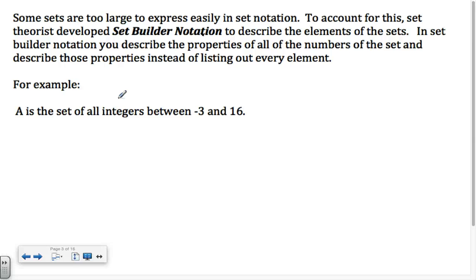Now, if I really wanted to sit here, I could write out A as the set of integers between -3 and 16. That's between -3 and 16, and I don't even know if I'm including it. Let's suppose that I am including it. So I would say, okay, it starts at -3, and then it goes to -2, -1, 0, 1, 2, and it goes all the way to 16. Now, that would be a set that has 19 elements in it, and I don't want to list out all 19 elements. So what set theorists have done is that they've created something called set builder notation.